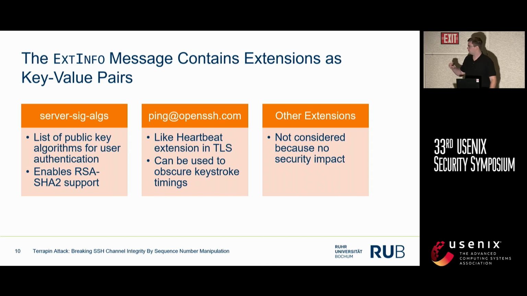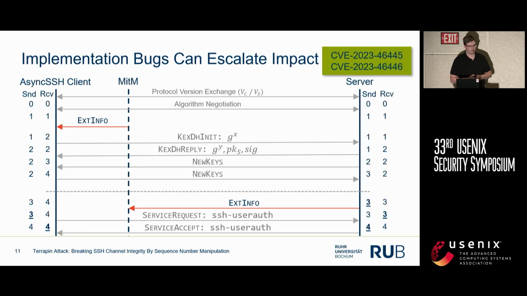Now, everything that we have seen so far only required specification flaws. So there's nothing that the implementation did wrong. This is a specification bug. However, we can use our attack to leverage implementation bugs and escalate impact. And one such example that we found was with a client called AsyncSSH, which is the Python implementation for SSH. And as you can see here, we replaced the ignore message with an extension info message. So in this case, we gain full control over the extension info message.